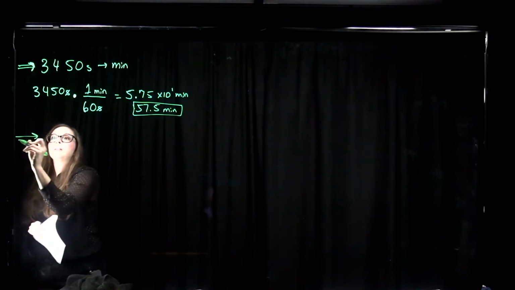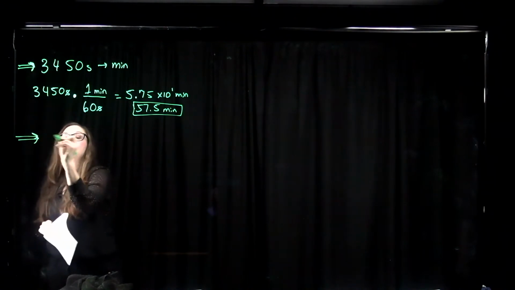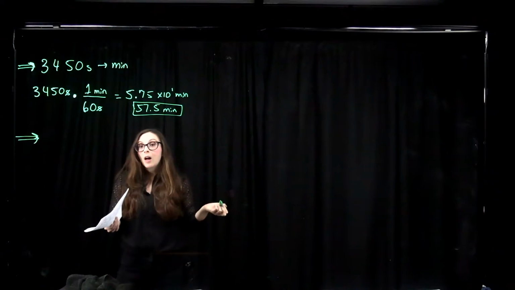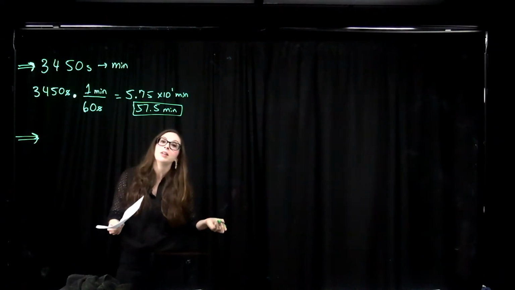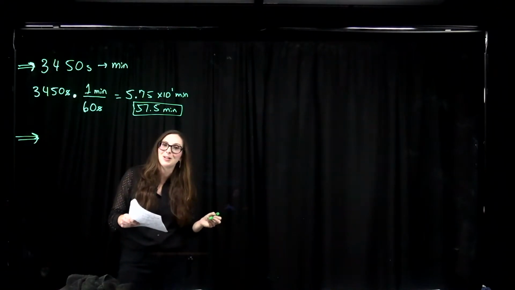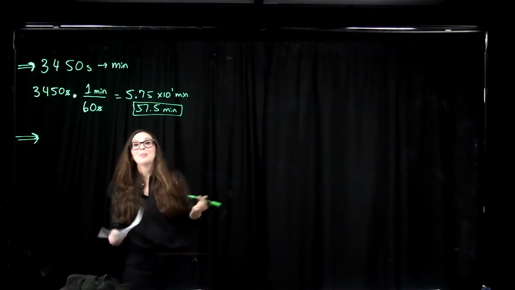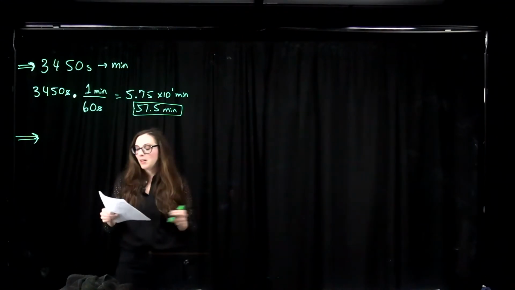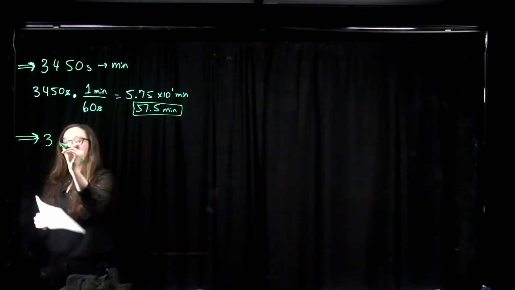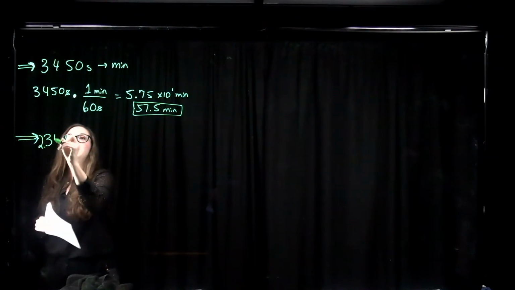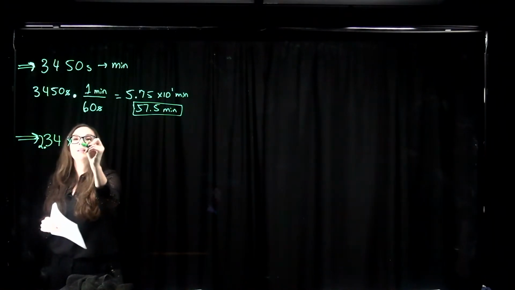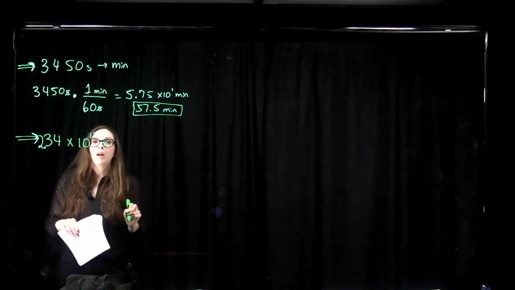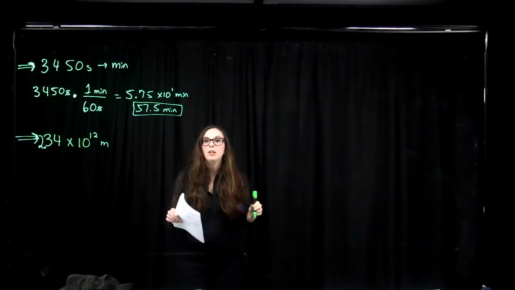Let's do kilometers or meters into kilometers. So you might see this happening quite a lot, especially in the physics class this semester, maybe even in astronomy too, going from kilometers to meters or meters to kilometers or various other things that have kilo in them. So we have 2.34 times 10 to the 12 meters. And we want to put that into kilometers.